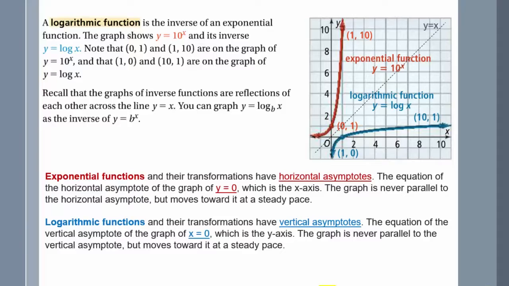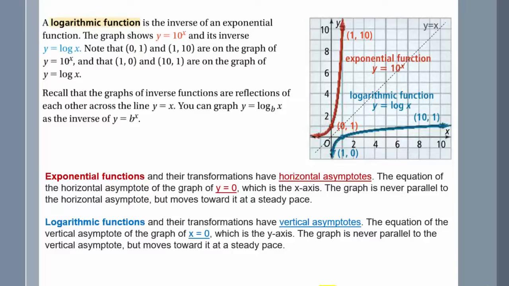A logarithmic function is the inverse of an exponential function. On the right, you will see the graph of the exponential function y equals 10^x and its inverse y equals log of x. You'll notice that the two graphs are a reflection of each other across the line of symmetry y equals x. You can also tell from the points on the graph that they are inverses.